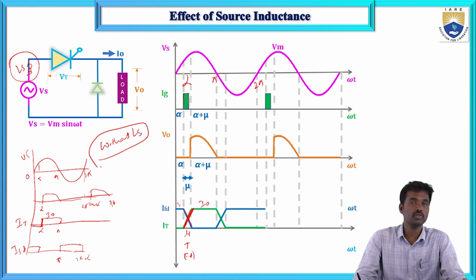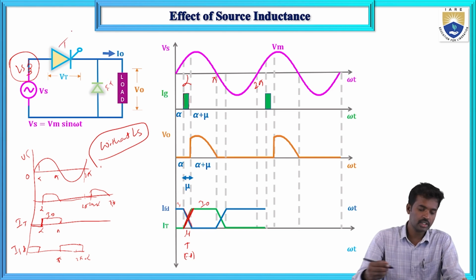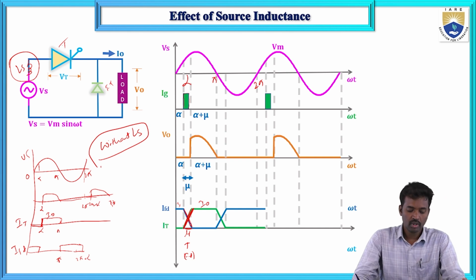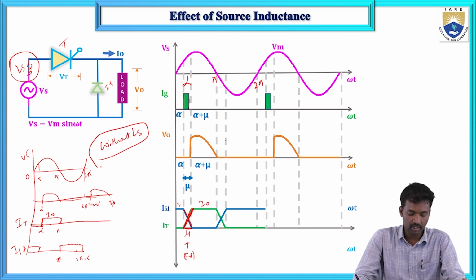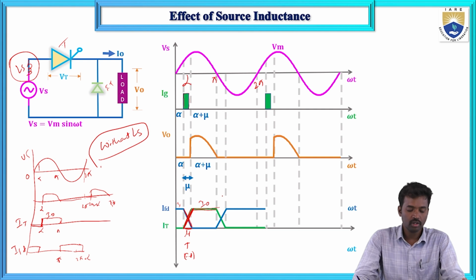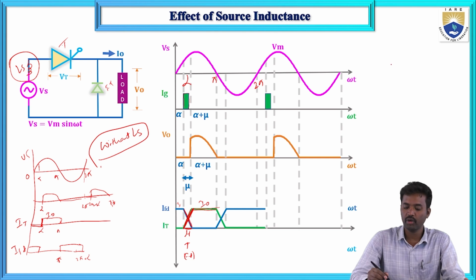Here the switches are the thyristor and the freewheeling diode. This is mu, the angle for which the SCR and the diode both conduct. Up to pi plus alpha plus mu, it will conduct, after that the current reaches the maximum value I naught.